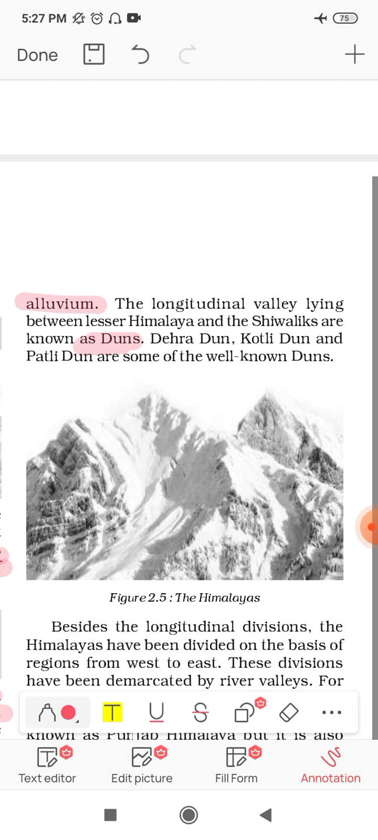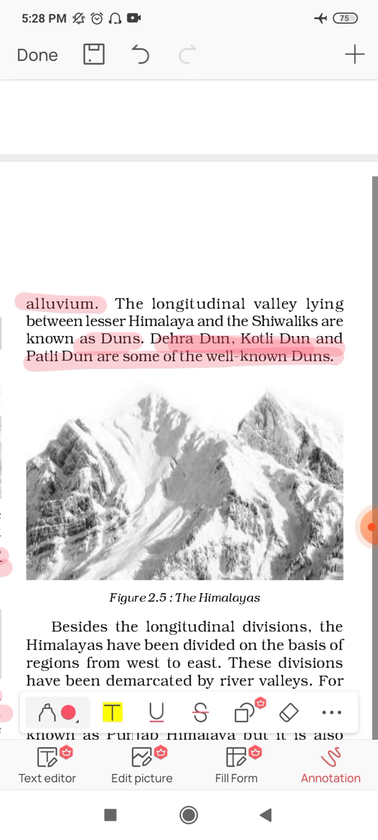So the prominent dunes like Dehradun, which we all know, Dehradun, Kotil Dun, Patil Dun, are some well-known dunes. So what is the meaning of dunes? Now dune means the longitudinal valley in between lesser Himalaya and Shivalik Himalaya. These type of longitudinal river valleys locally known as dunes, and the very famous dunes in our country is Dehradun, Kotil Dun and Patil Dunes.